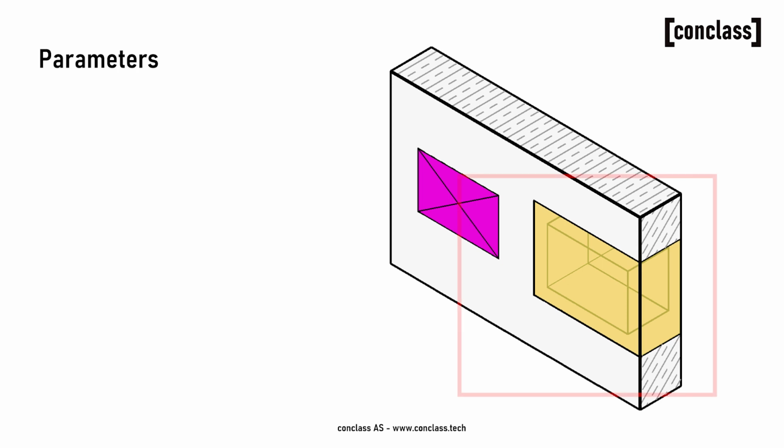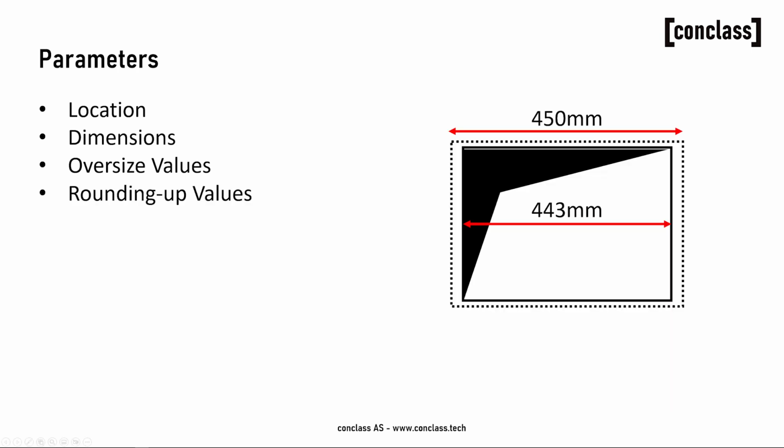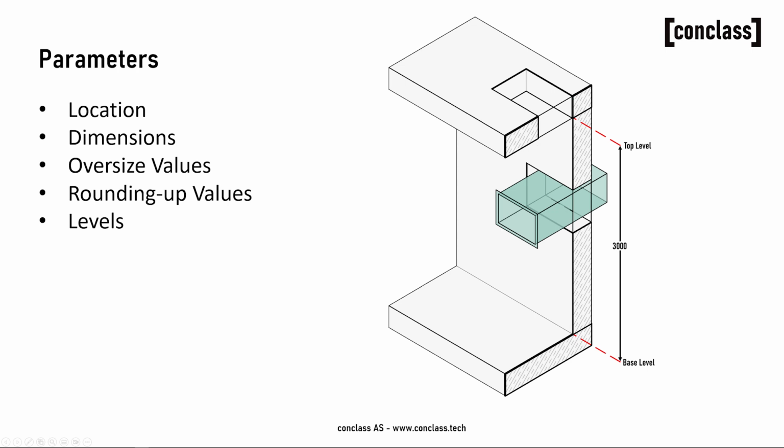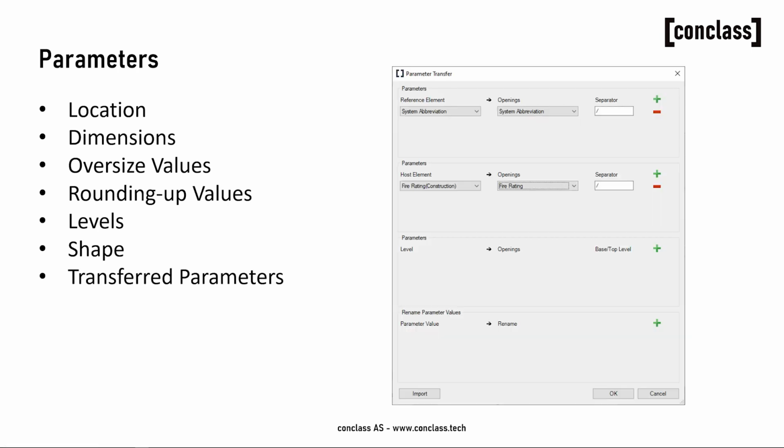In case of a detected change, conVoid will update the following parameters of an opening: location, dimensions, width, height, length, depth, diameter, oversize values, rounding up values, levels, shape, and transferred parameters.